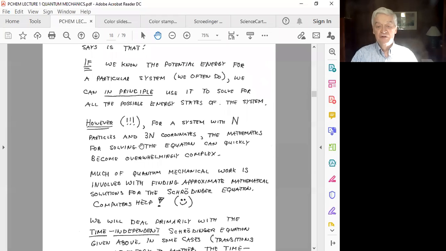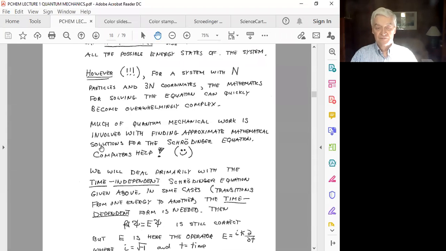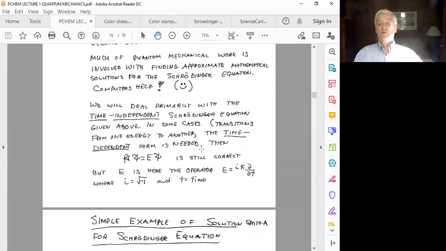Okay, well, here's the however. For a system with n particles and 3n coordinates, the mathematics for solving the equation can quickly become overwhelmingly complex. So, as I'm repeating myself for the umpteenth time, much of quantum mechanical work is involved with finding approximate mathematical solutions for the Schrodinger equation. Computers help. And they help immensely. And keep in mind, when I say approximate solutions, they might be right to the first 6 or 7 decimal places. So computers and numerical techniques can be very powerful. Okay, so this is where we're going to start from.